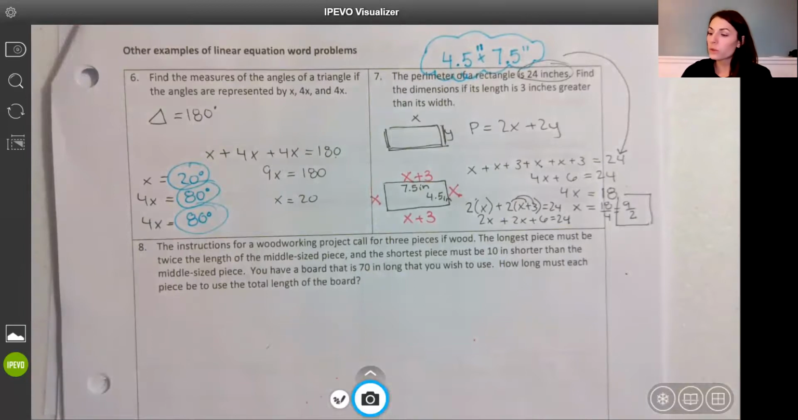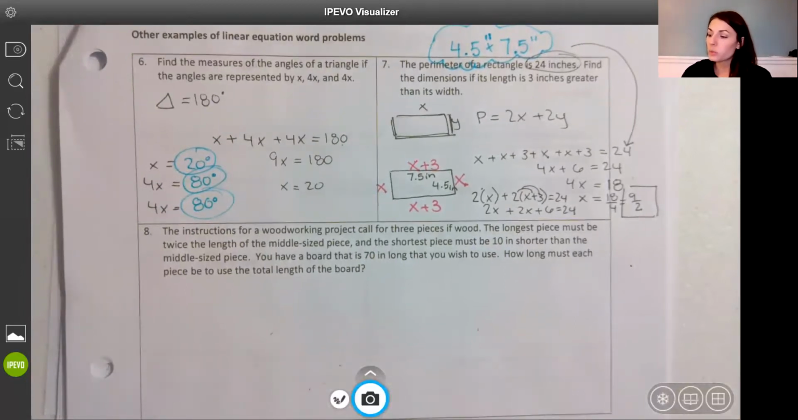The instructions for a woodworking project call for 3 pieces of wood. The longest piece must be twice the length of the middle-sized piece. The shortest piece must be 10 inches shorter than the middle-sized piece. You have a board that is 70 inches long and you wish to use it all. How long must each piece be to use the total length of the board?